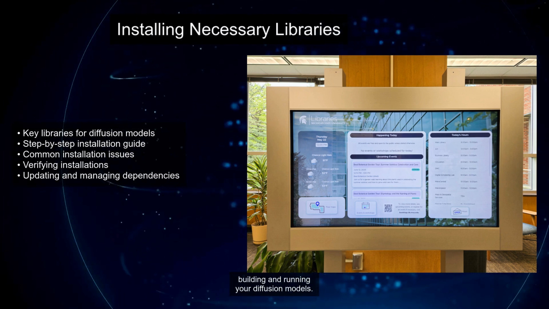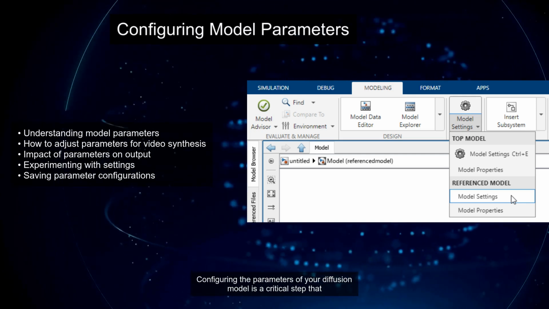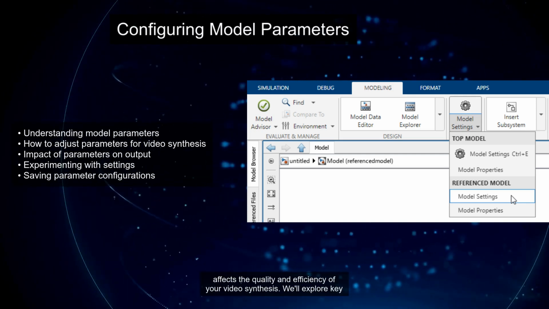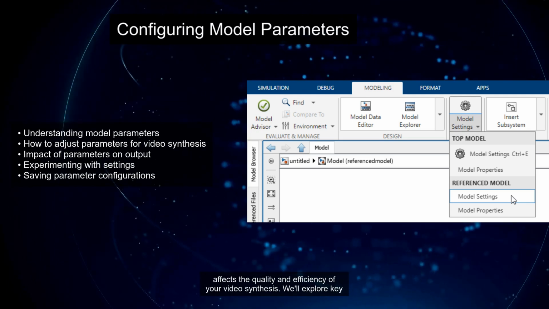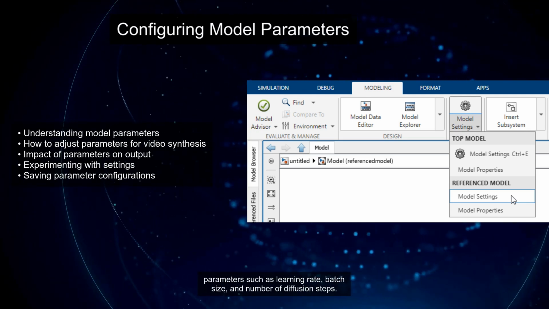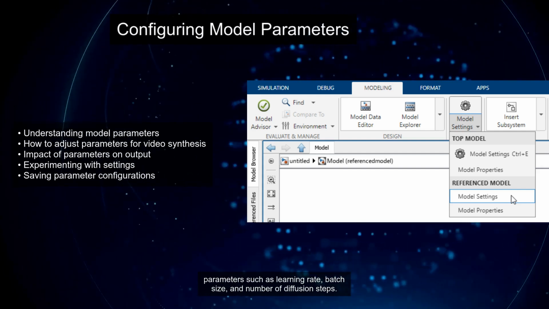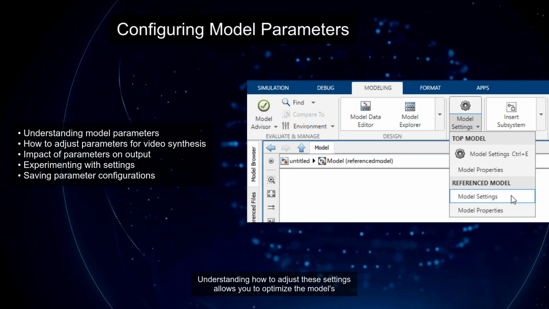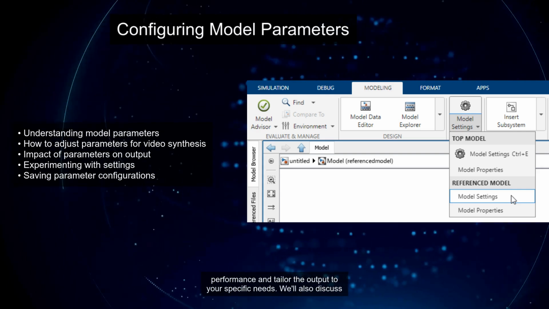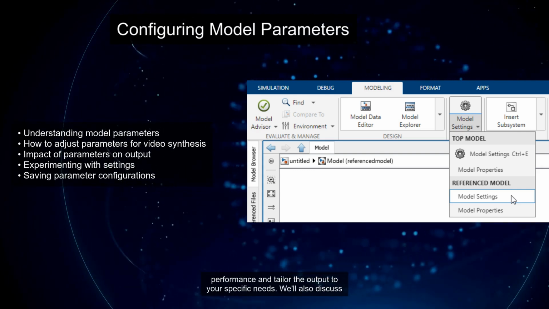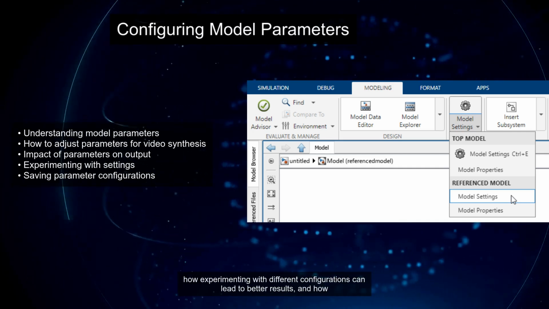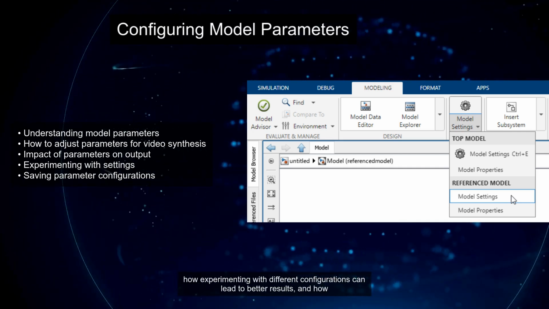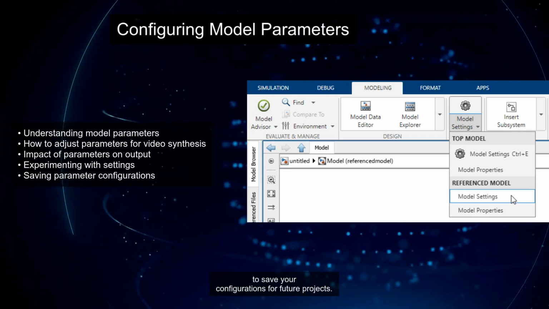Configuring the parameters of your diffusion model is a critical step that affects the quality and efficiency of your video synthesis. We'll explore key parameters such as learning rate, batch size, and number of diffusion steps. Understanding how to adjust these settings allows you to optimize the model's performance and tailor the output to your specific needs. We'll also discuss how experimenting with different configurations can lead to better results, and how to save your configurations for future projects.